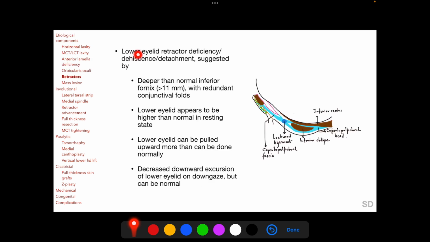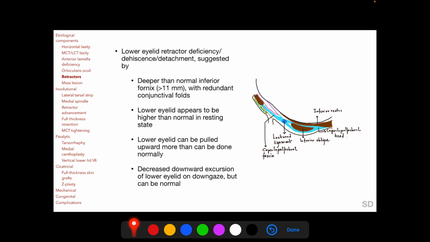The lower eyelid retractors are made up of the fascia surrounding the inferior rectus and the inferior oblique muscles, which fuse to form the capsulopalpebral fascia, which is attached to the lower border of the inferior tarsus and the inferior conjunctival fornix. And deficiency, dehiscence or detachment of the lower eyelid retractor or capsulopalpebral fascia can contribute to the development of ectropion, although we will find in the next session that this is the central cause for most cases of entropion.